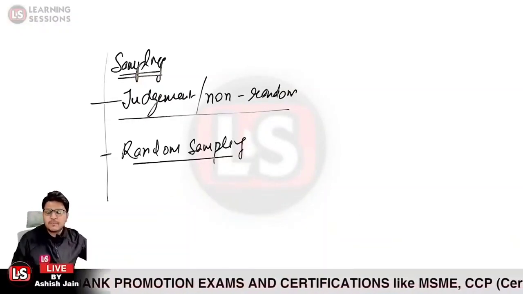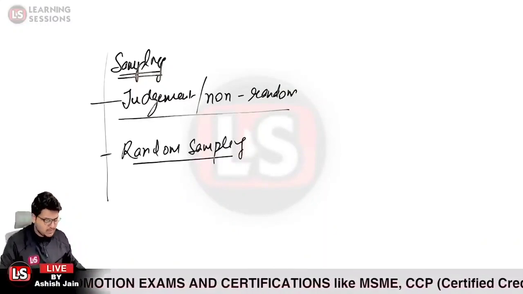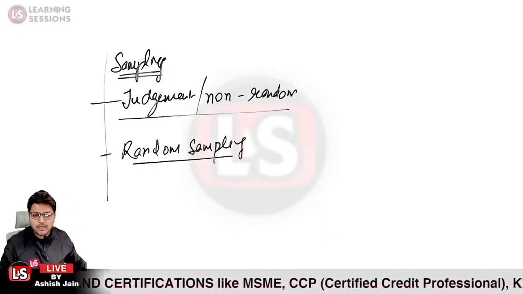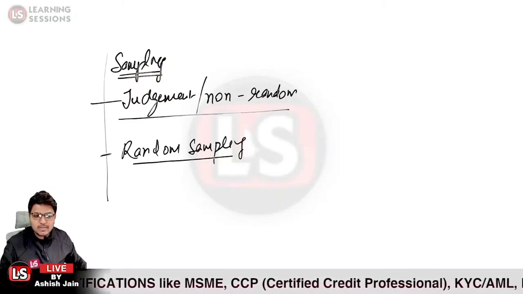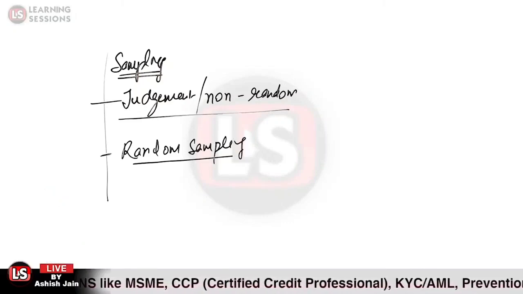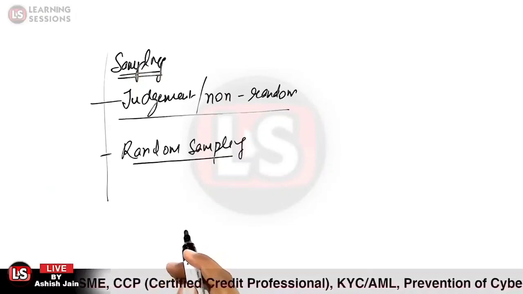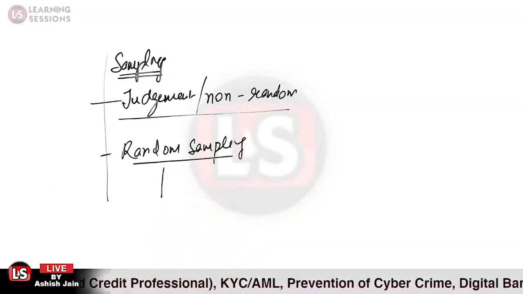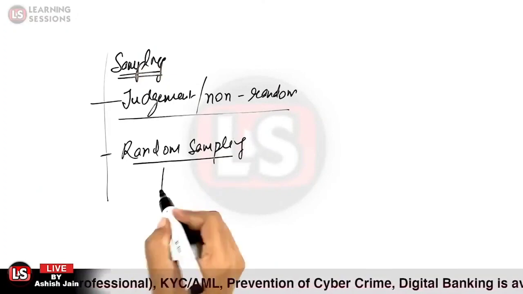Now, random sampling is further of 4 types. What are those 4 types? Let us have a look at it. Over here, first of all, we have the type related to simple random sampling.